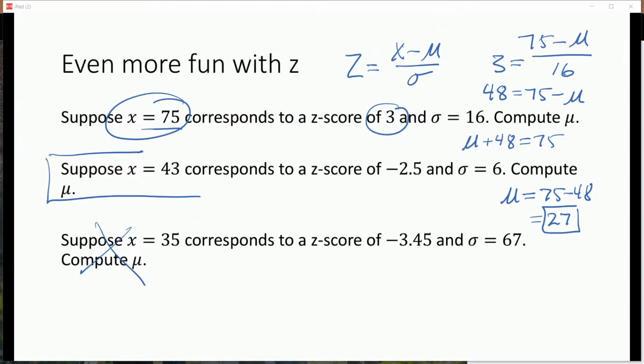I should have picked my volunteer before. Here we go. Evan knows how to do this. Evan, what did you get for this one? I can't figure it out. Oh, but you know how. So you're just holding out on me. Let's go ahead and do it together. We have a z-score of negative 2.5.